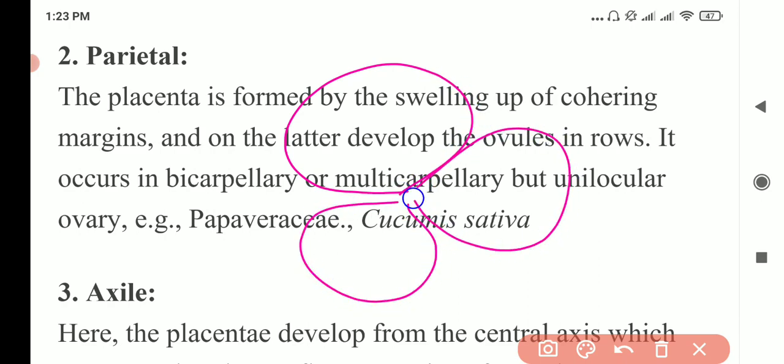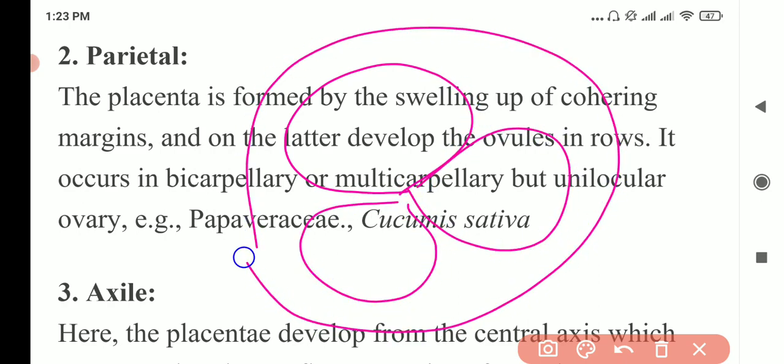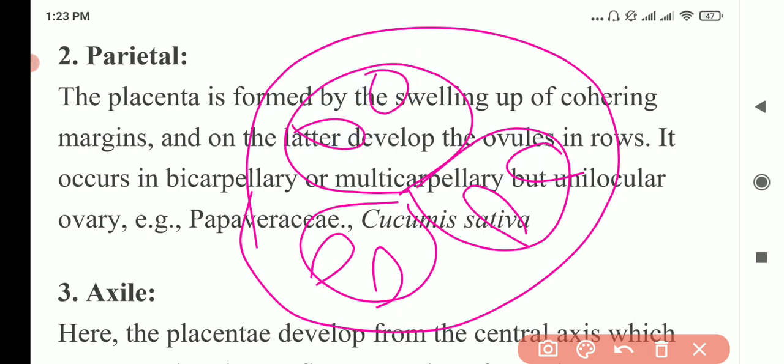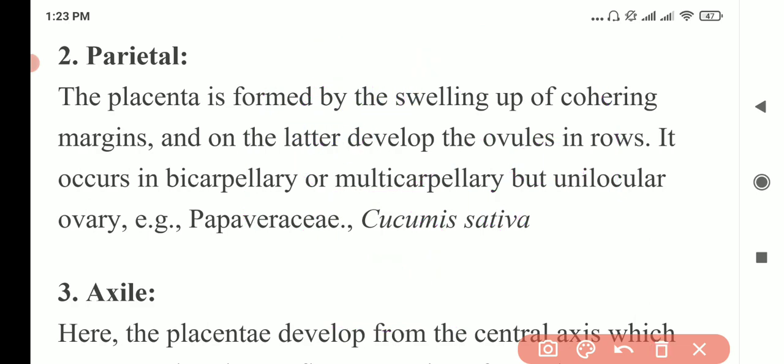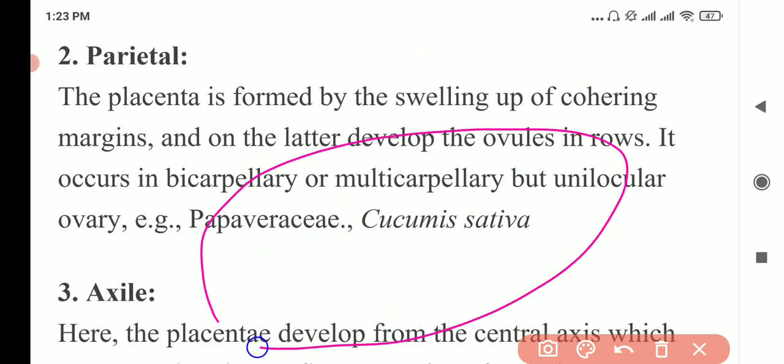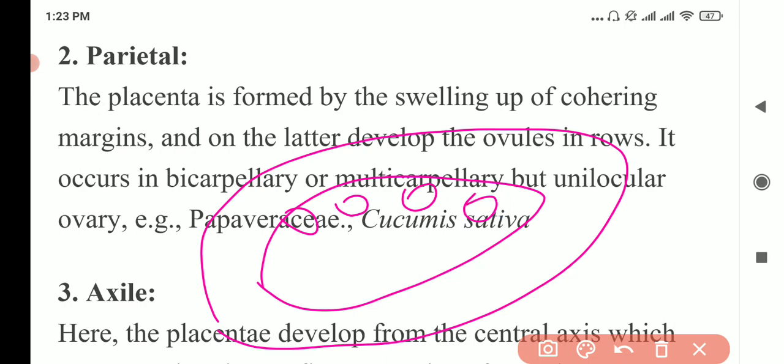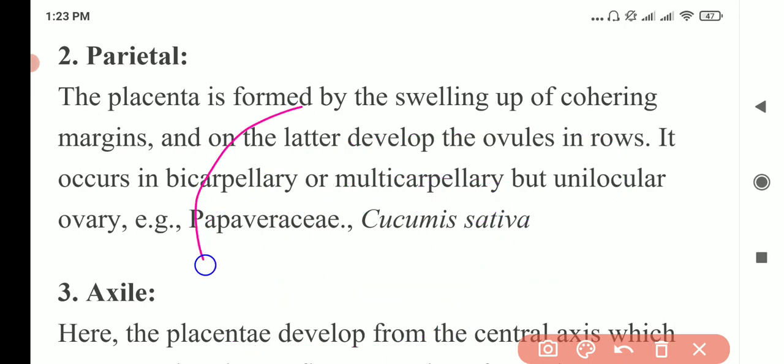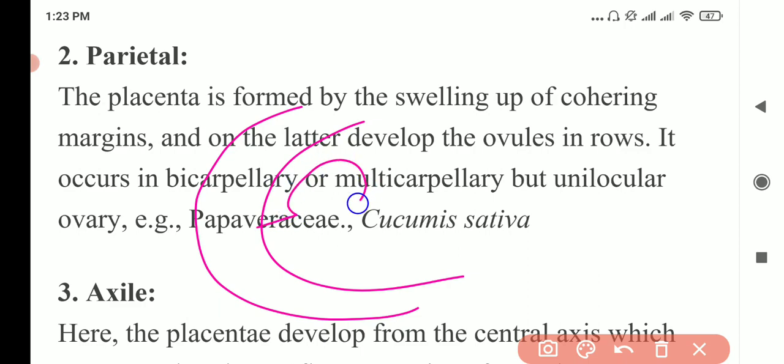Here I'll ask you to imagine your cucumber. You will see that the cucumber seeds are on the sides, attached like this. Or a better example is the papaya, which you have all eaten. Remember those black seeds? They are in the wall. So here the ovules develop from the wall, and from the wall they attach like this.